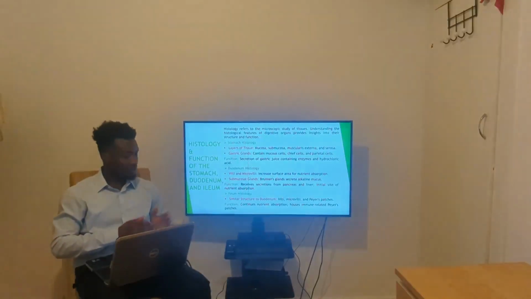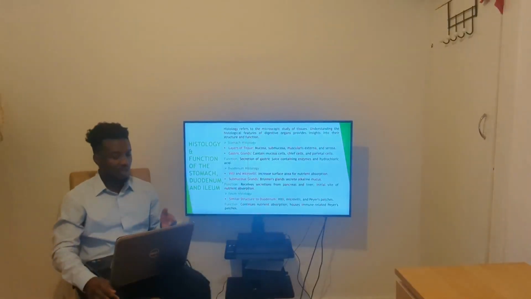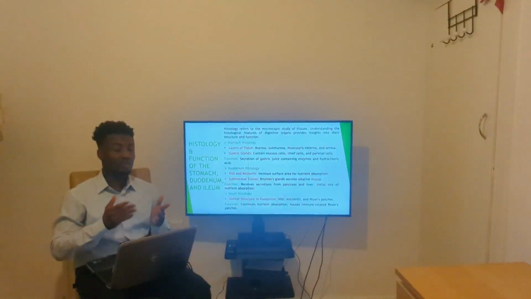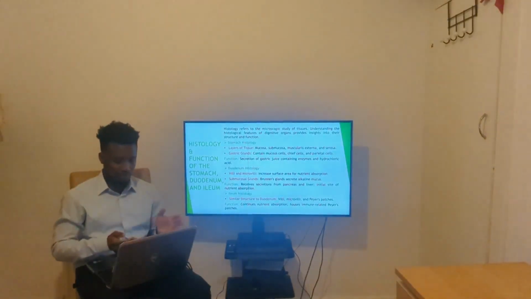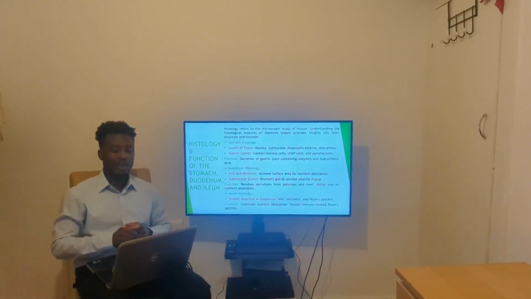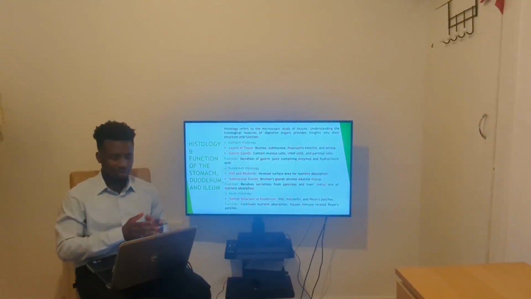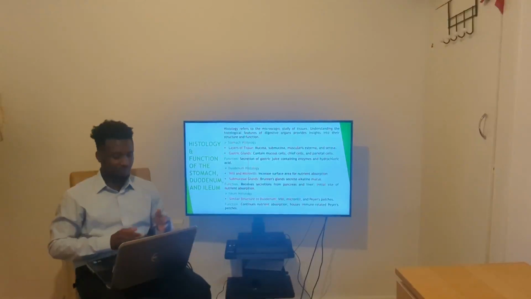The next topic we will talk about is the histology and function of the stomach, duodenum, and ileum. Histology basically refers to the study of tissues with a microscope. So by understanding the features of digestive organs, it will give us more insight into the structure and function of our digestive organs. So, the stomach histology.